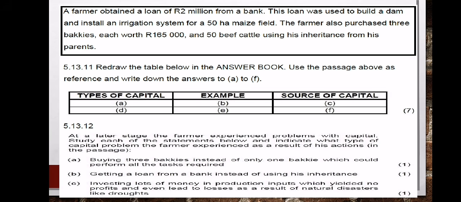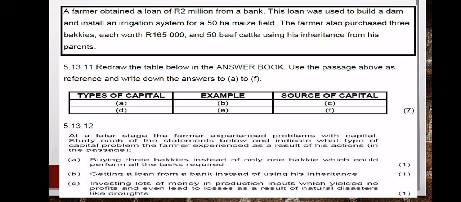Let's take note of the 2 million, or let's take note of a loan. This loan was used to build a dam and install an irrigation system for a 50-hectare maize field. There is a loan. The loan is used to do what? To build a dam. We also install what? Irrigation system. On what? On a maize field. The farmer also purchased 3 bakkies, each worth 165,000 and 50 beef cattle using his inheritance from his parents.